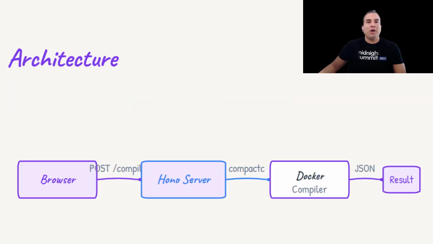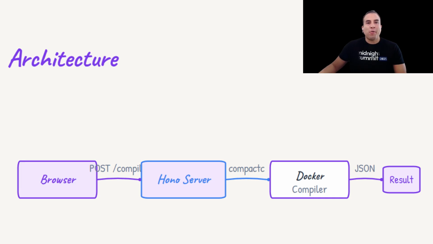Let's look at how this all fits together. The architecture is refreshingly simple. Your browser sends a POST request to a Hono server. The server takes your code, writes it to a temp file, and invokes the compactc compiler running inside the Docker container. The compiler outputs get parsed into structured JSON, and that JSON comes back to your browser. That's it. Browser to server, server to compiler, compiler back to browser. Three hops, and you've got your results.